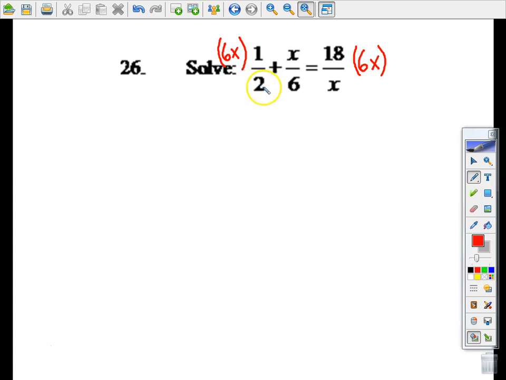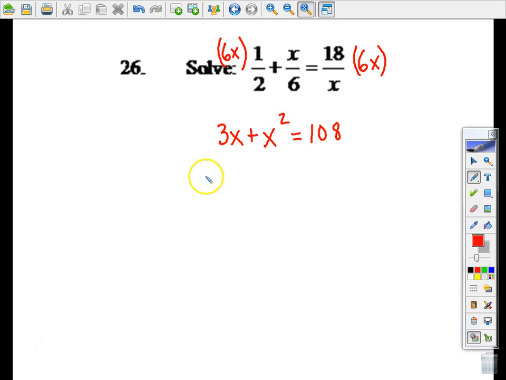So 2 goes into 6x 3x times. 3x times 1 is 3x. 6 divides into 6x, x times, the 6's just cancel each other, x times x is x squared. And then moving to the right side, x divides into 6x 6 times, the x's cancel, and 18 times 6 is 108. So I see that I'm going to have a quadratic equation.